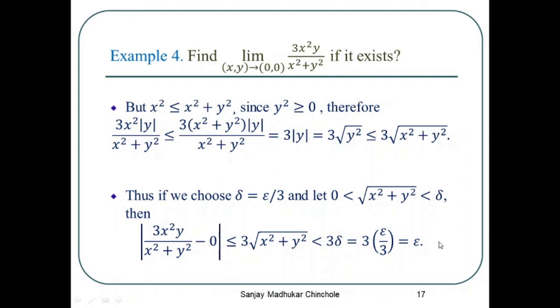Therefore, by epsilon delta definition, what we can say? We can say that limit of 3x square y upon x square plus y square as x, y tends to 0, 0 exists and it equals 0.